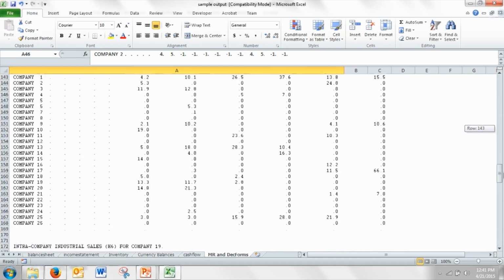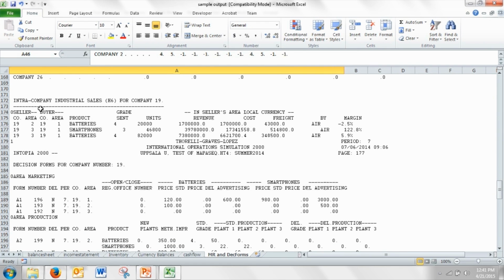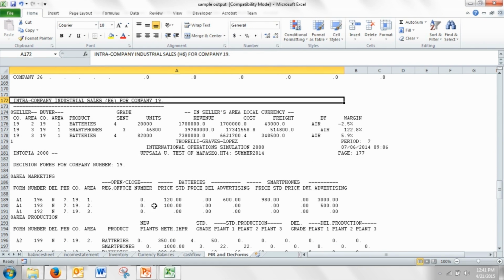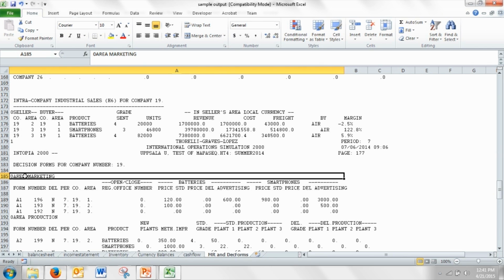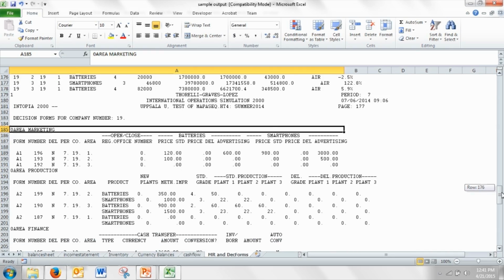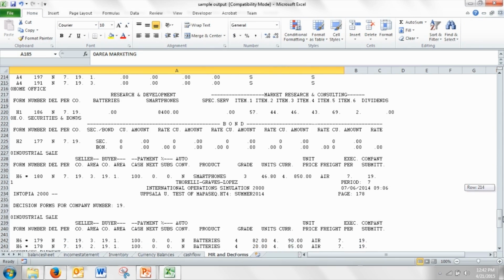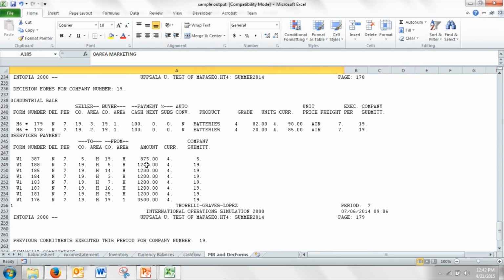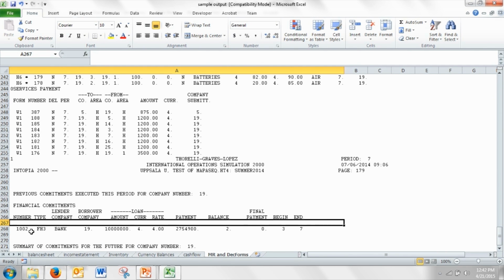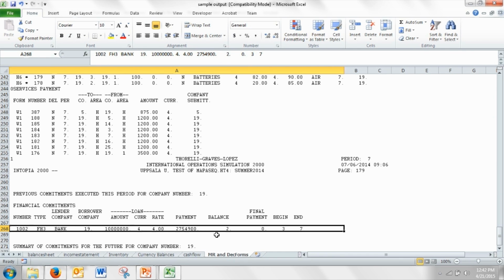Okay. If you scroll right to the bottom, you'll find that there are a bunch of output things here that represent the decision forms. Okay, and you'll see some of them listed here. For instance, the marketing forms include such things as whether you opened or closed sales offices, prices, and advertising amounts. Okay, and those are consolidated across the different media. So that really just gives you a look at the decisions that you made over the course of the game. Although they're better presented on the website, you can see the various things that come up. And you can see the financial commitments that you have for future periods as well.